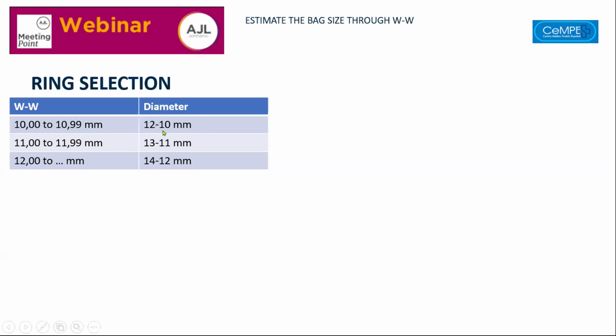So always choose a larger one. This white to white measurement should never be smaller than the closed diameter. Otherwise, the endings of the capsular tension ring would overlap each other. And this is the most commonly used, the 13 millimeter, 13-11, for bags between 11 and almost 12, and above 12 I choose the 14-12 ring.